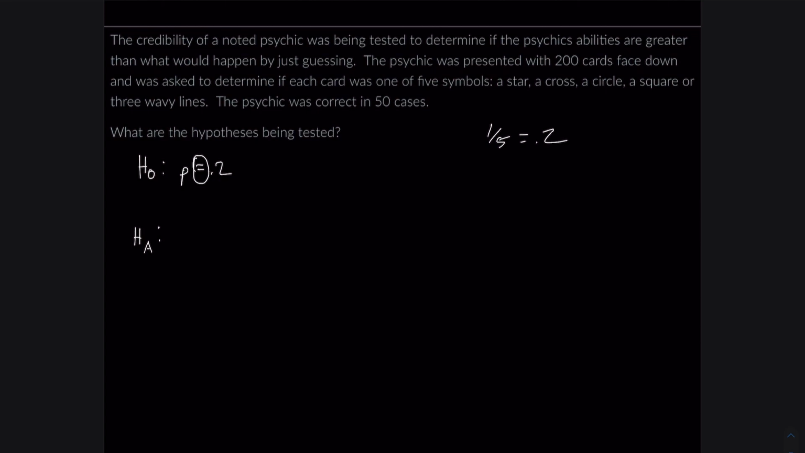And then our alternative hypothesis would be what we think is actually happening. And so that would be that the psychic is actually not guessing and knows what's happening. So this would be P is greater than 0.2, right? Because that would make them credible and make them better than just guessing. So that's basically what that's asking there. It's just an introduction to hypothesis testing and asking you to identify what the hypotheses are in this problem. And that's about all I have for you for this one.